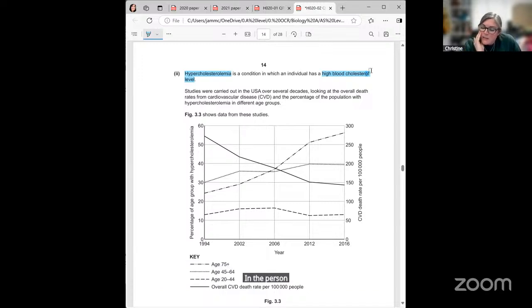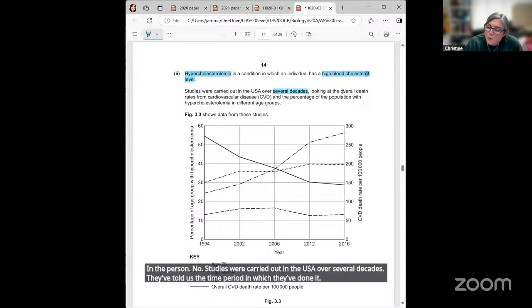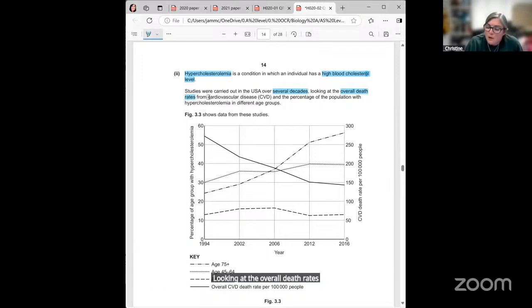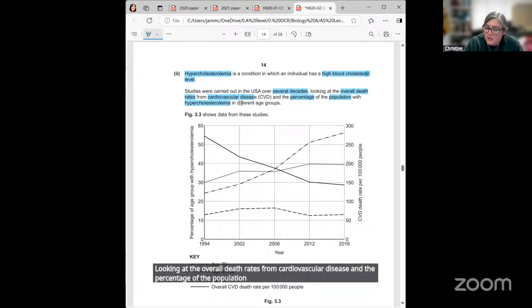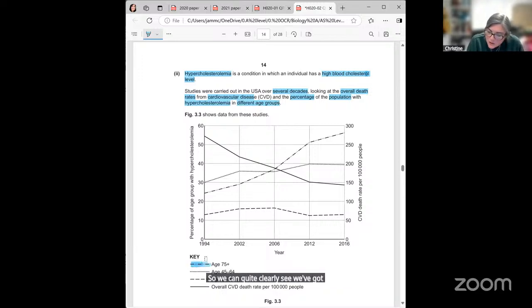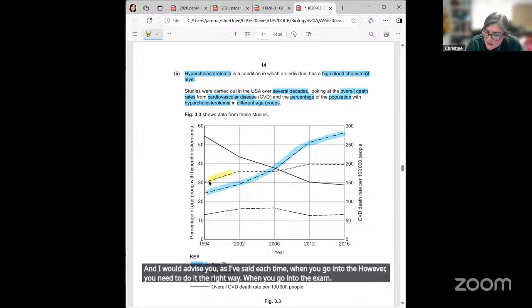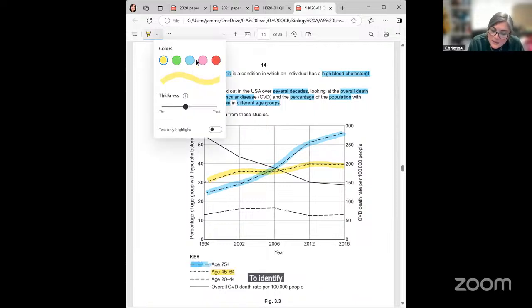Now, studies were carried out in the USA over several decades. They've told us the time period in which they've done it, looking at the overall death rates from cardiovascular disease and the percentage of the population with this condition in different age groups. So we can quite clearly see we've got age over 75. Let me just double check which one that one is. And I would advise you, as I've said each time, when you go into the exam, make sure that you actually make it easier for you to identify what it is that the graph is showing you.